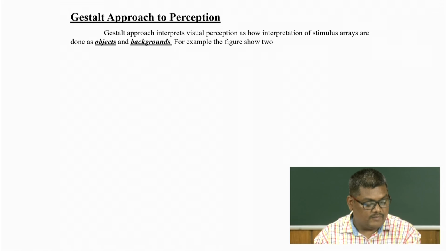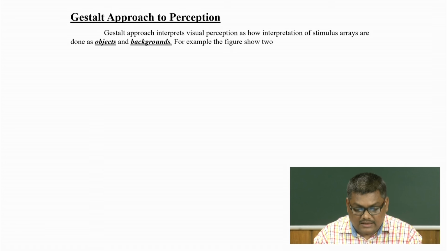So, let us jump into one of the first approaches to understanding perception. There are several theories out there which help you understand perception. One of the basic theories that we are going to talk about today is the Gestalt approach to perception. One of the primary interpretations of the Gestalt approach is that it interprets visual perception as the interpretation of stimulus arrays into objects and backgrounds.